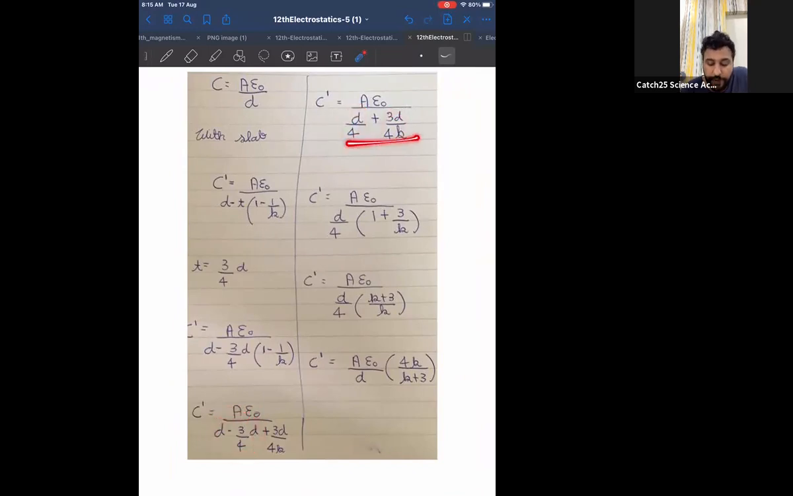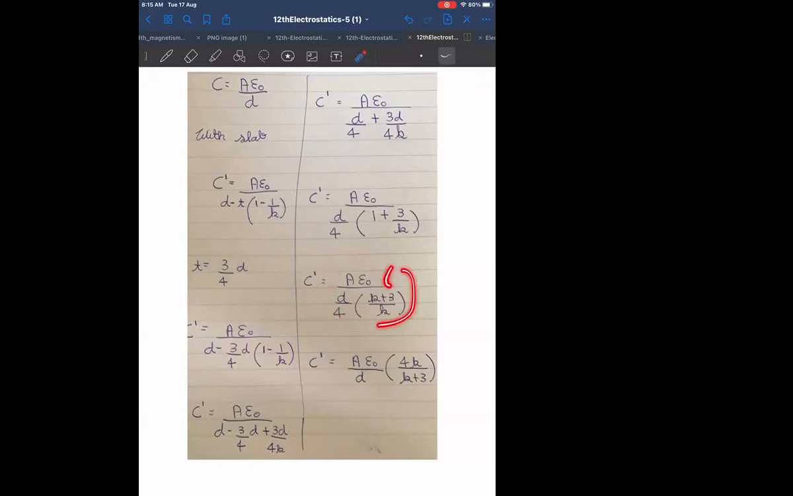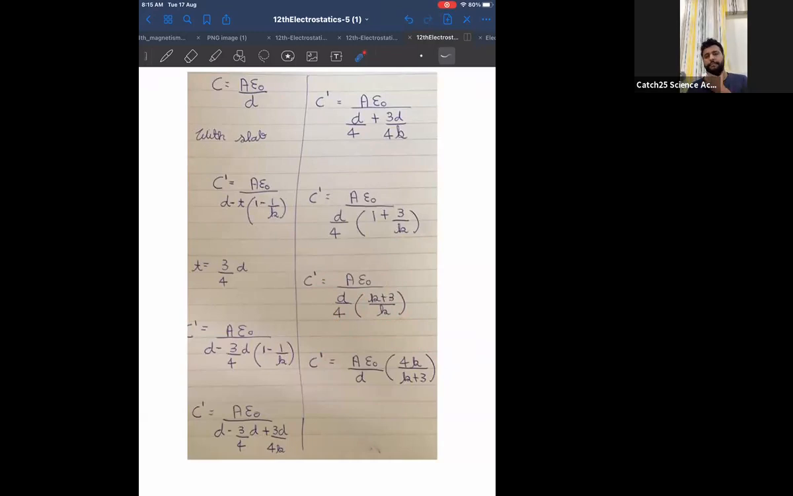Now, in the denominator, D by 4 is common. Inside the bracket, I get 1 plus 3 by K. D by 4 is common itself. LCM will be K plus 3 by K. 4 will go up, K will go up. Therefore, answer is this. Tell me, did you understand this?